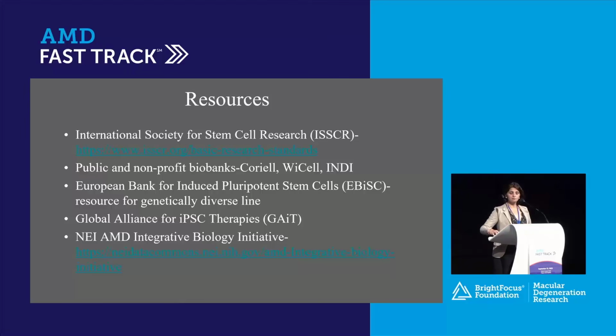One of the important main societies is ISSCR. It has a big guideline document that tells you what to do and what not to do when you work with iPSCs. Different cell banks have well-characterized iPSC lines. Like I said, if you want to work in the AMD field, NEI's AMD iPSC initiative has a wonderful resource that you can actually use. And there's a European bank for iPSCs also, which has control cells, reference lines and genetically diverse lines.